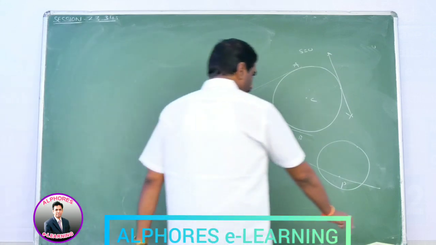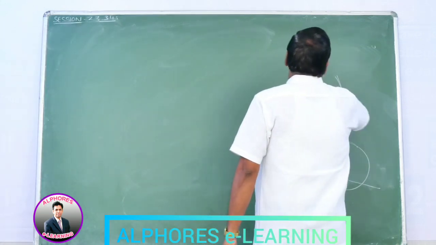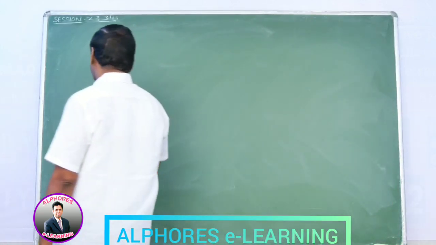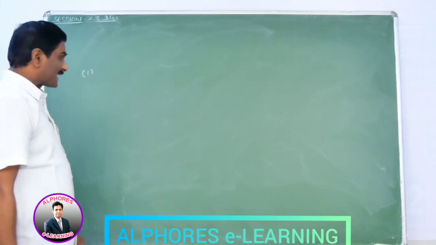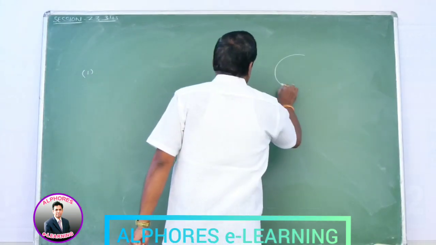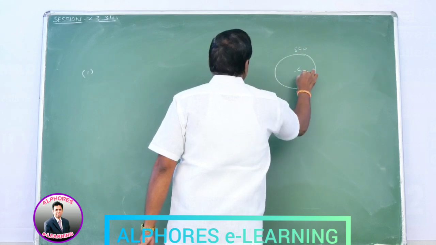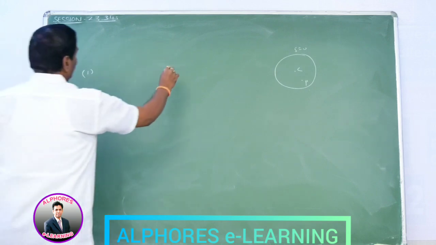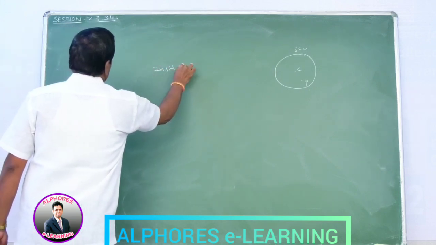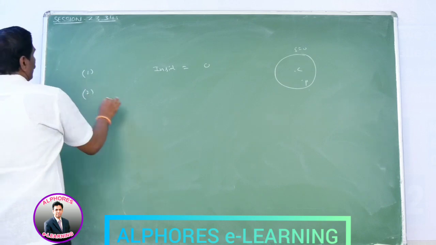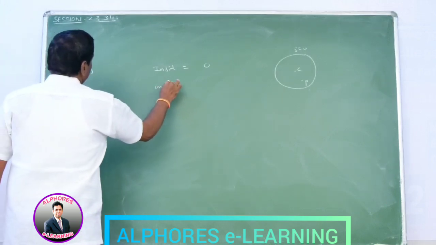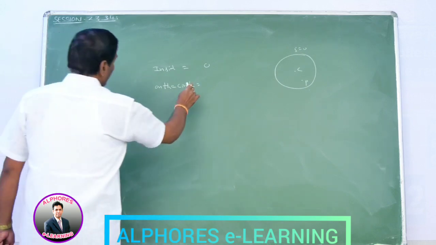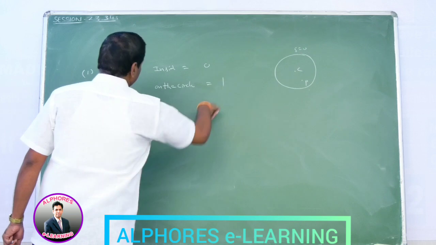Number of tangents from a point to the circle. First one, if the point P lies inside of the circle, then the number of tangents from P to the circle is 0. Inside of the circle, the number of tangents is 0. If the point P lies on the circle, please note these points, the number of possible tangents from P to the circle is 1.